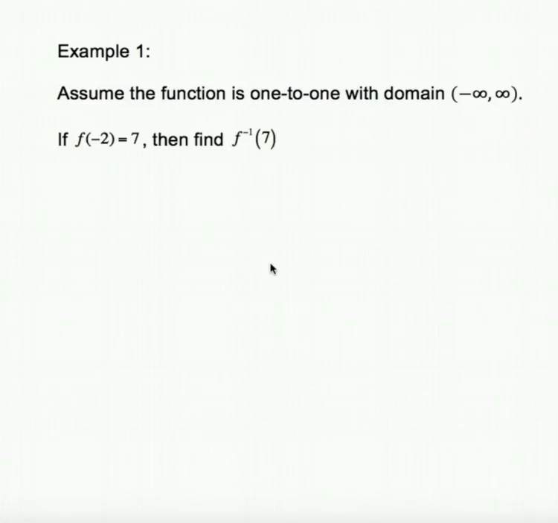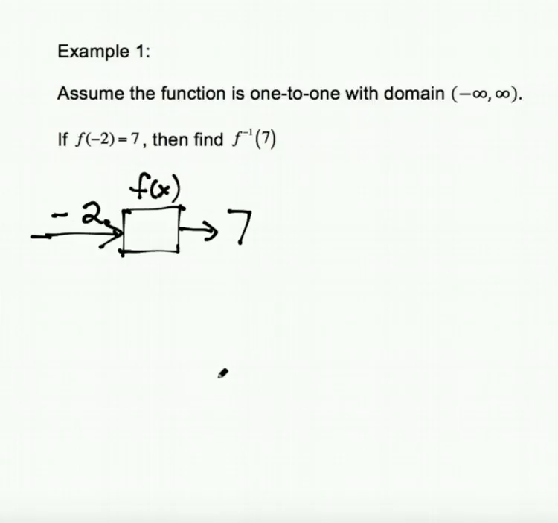Example 1. Assume the function is one-to-one with domain negative infinity to infinity. If f of negative 2 is equal to 7, then find f inverse of 7. Let's look at this in terms of a function machine. When I put negative 2 in, it spits out 7. So negative 2 goes into my function f of x, and a 7 comes out. Remember, an inverse is going in the opposite direction. The inverse machine goes in the opposite direction.